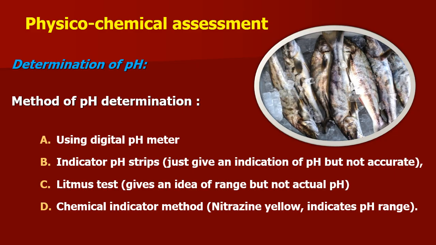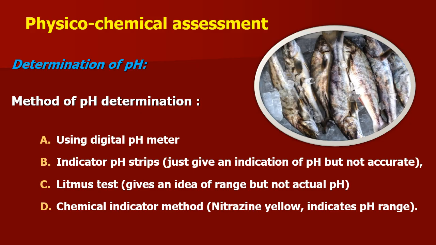Now we will discuss the physicochemical method of assessment for freshness or spoilage of fish. One of the most important parameters is the determination of pH. There are different methods for determination of pH. The most scientific method is the use of a digital pH meter. We all know that it will have two electrodes, and we have to take the sample, homogenize it and make a slurry. In that we place the probe of the pH meter, and it will indicate the pH directly.